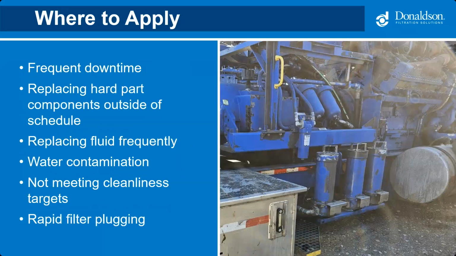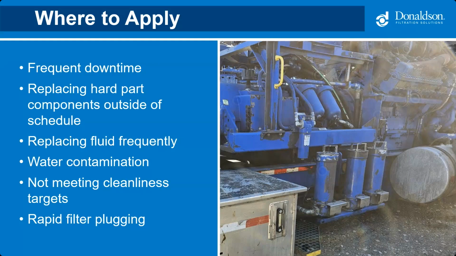So where are the most frequent places that we apply offline filtration? Anywhere where we have frequent downtime applications, right? If there's something that is causing downtime habitually within that system, typically we can offer offline filtration solutions to minimize that. Maybe we're replacing hard part components outside of the schedule, right? This piece of this component is expected to last 5,000 hours, but we're getting 1,000 to 2,000 hours. Those are applications that we can focus on.